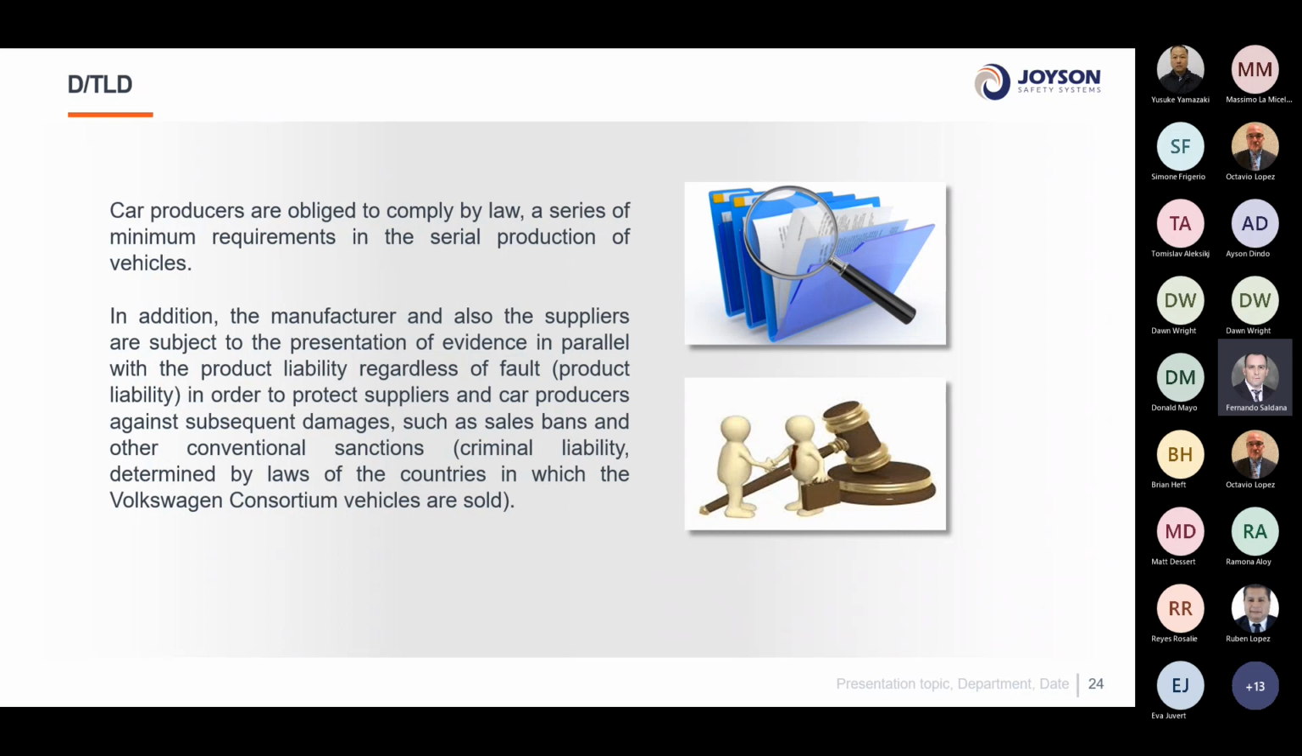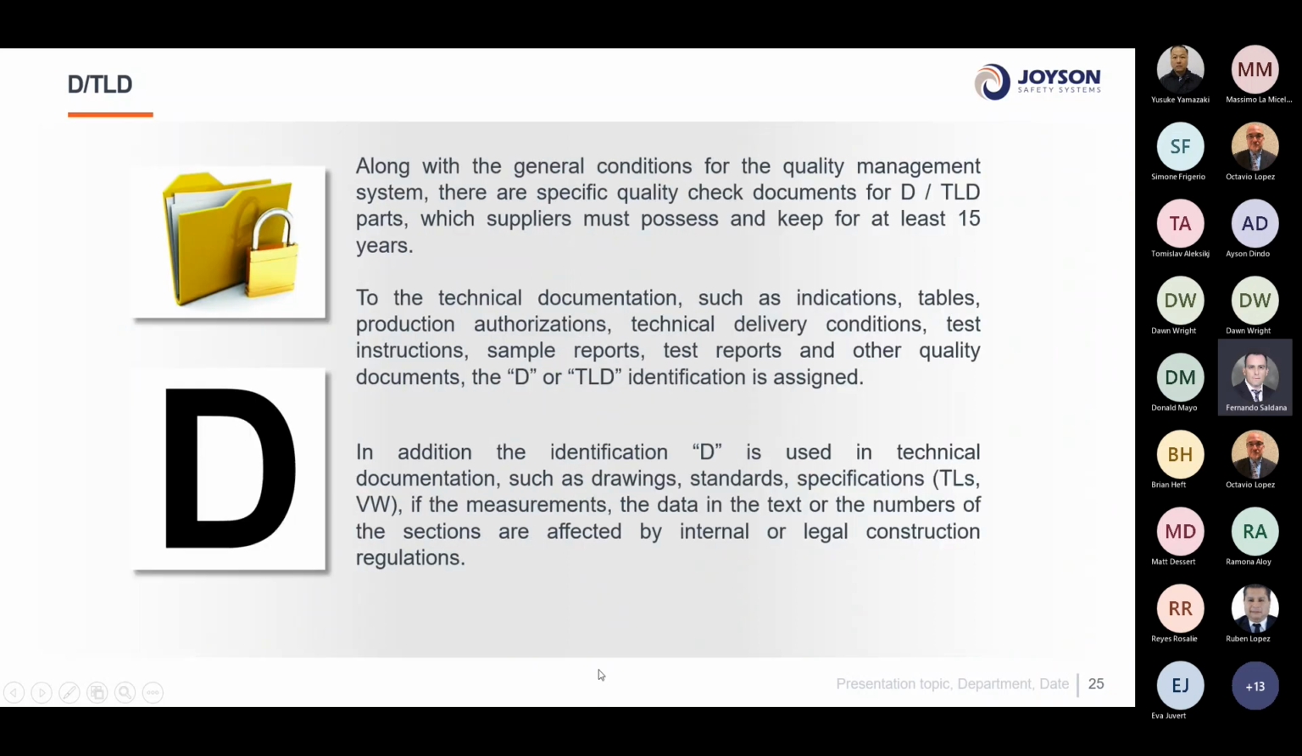Can you go to the next one? Yeah, along with the general conditions for the quality management system, there are specific quality check documents for the D or TLD parts, which we mentioned are safety characteristics or critical characteristics for safety. And for these quality checks performed for D or TLD, suppliers must possess this information and keep it for at least 15 years. We will talk a little bit about this topic in the D-TLD assessment.